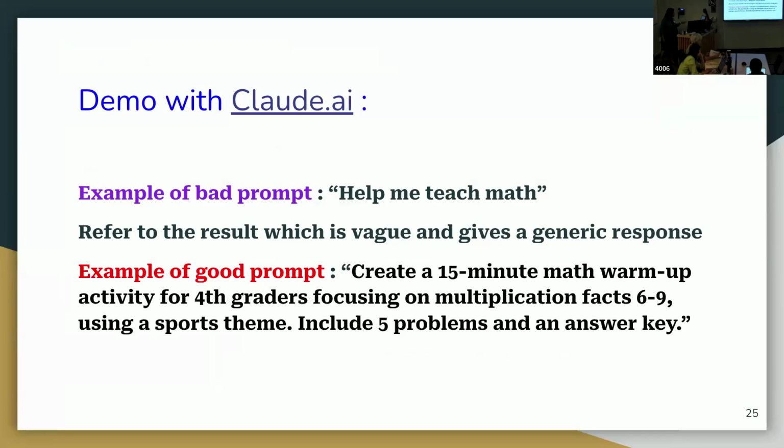It has been transformed into another prompt which gives so many details, like how much time you want: 15 minutes, 30 minutes, or 5 minutes. You're giving your time, a math warm-up activity, right? For fourth graders, focusing on multiplication facts 6 to 9 using a sports theme. Just compare the bad prompt to a good prompt.